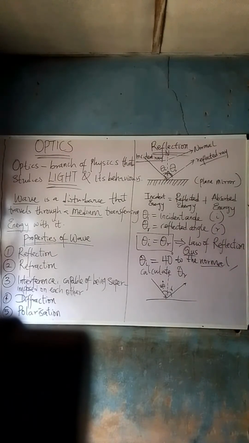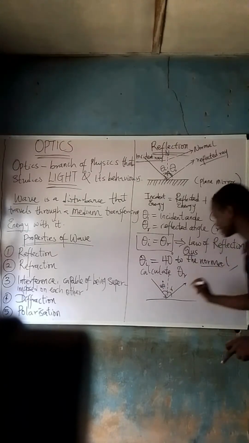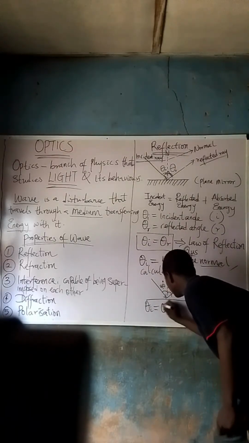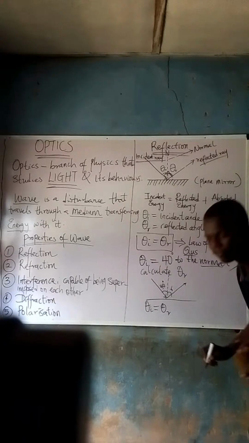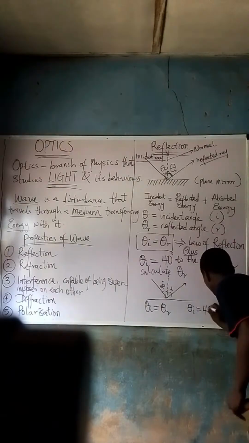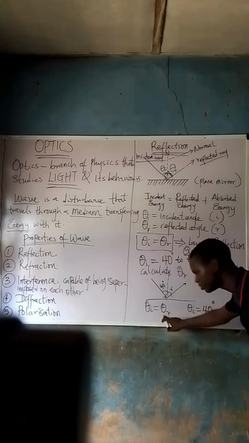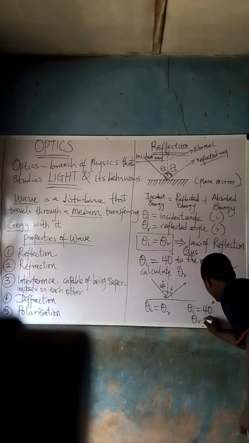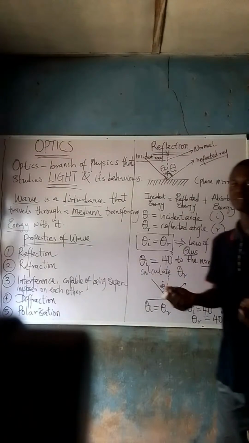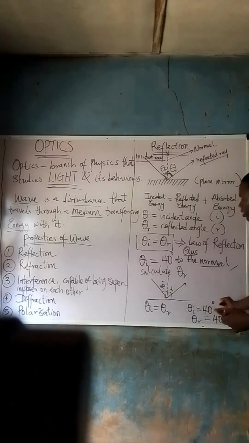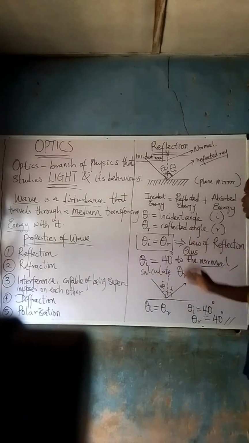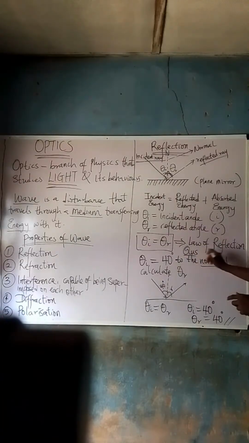We already know from the law of reflection that theta i is always equal to theta r. Therefore, if theta i is equal to 40 degrees, because of this statement, theta r itself must also be 40 degrees. Sometimes you notice that when professors are solving this, they've already seen the answer before they actually solve. So they just pick it. It's very easy. That's why it's good for you to know your laws in physics.